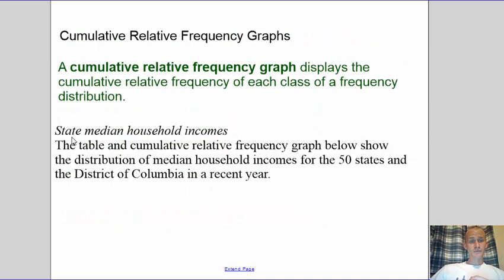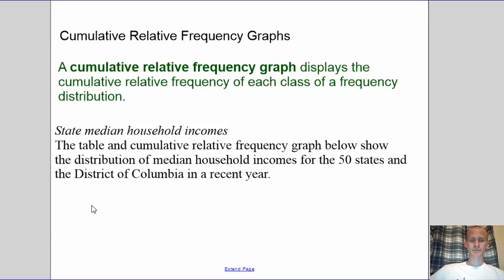So the other idea we're going to be talking about today that's kind of a little new, or we're going to build upon that with the percentiles, is a cumulative relative frequency graph. That displays the cumulative relative frequency of each class of a frequency distribution. So all those words kind of build together. Cumulative, we're going to be adding stuff together, and relative frequency, we're going to be adding those percentiles together to get an idea of where something is relative to the next thing.